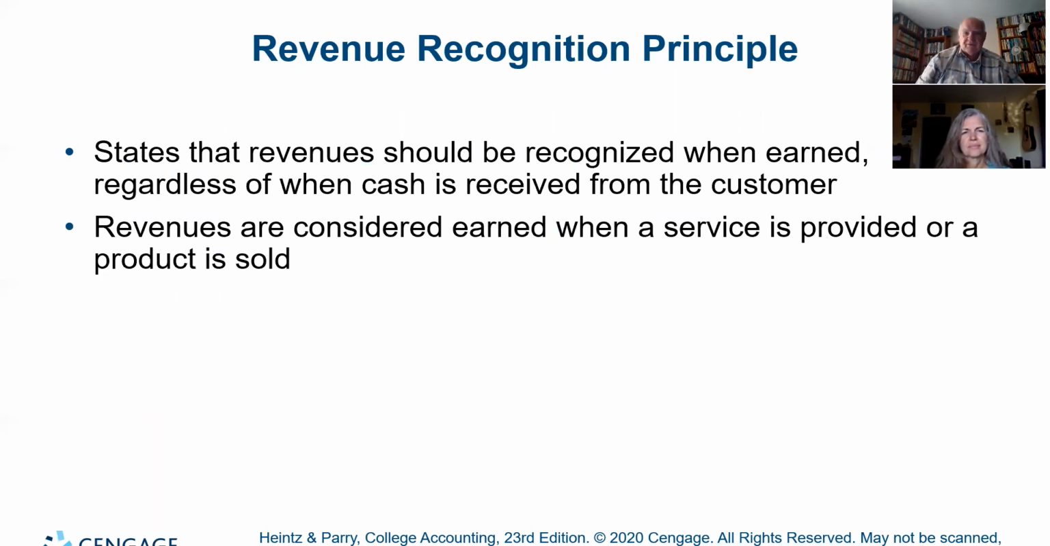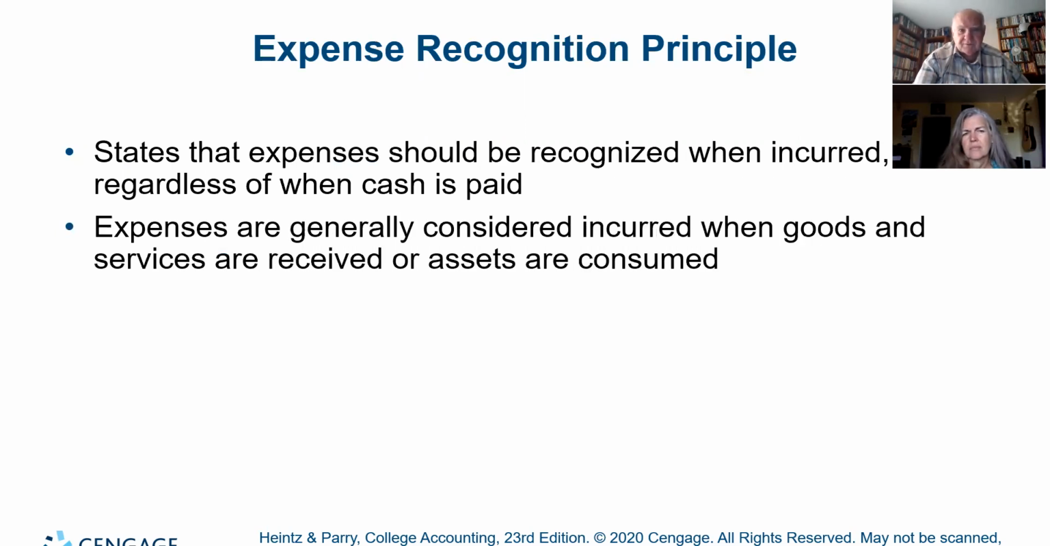Revenue recognition principle. Revenues recognized when earned, regardless of when cash is received. It's when you provide the product or the service. Expenses are recognized when incurred, regardless of the cash. Expenses are generally considered incurred when the services are received or assets are consumed. One example would be the electric bill. At the end of the month, we don't have the electric bill yet. That's not going to come until maybe the 25th of the following month, if it's like in other businesses. But we have to recognize that we had electric expense that month, and we must estimate a number and accrue it. Okay, so I never do that.